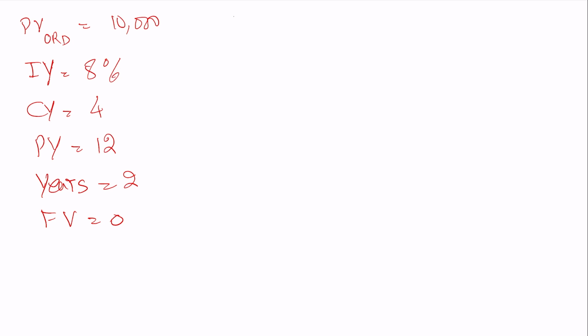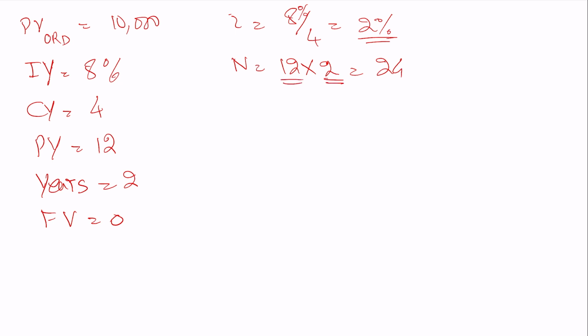Now first of all, we have to calculate I, which is IY 8 over CY 4, which is 2%, right? It's a 2%. N is 12 into 2, so 24. The 2 years and 12 payments monthly.